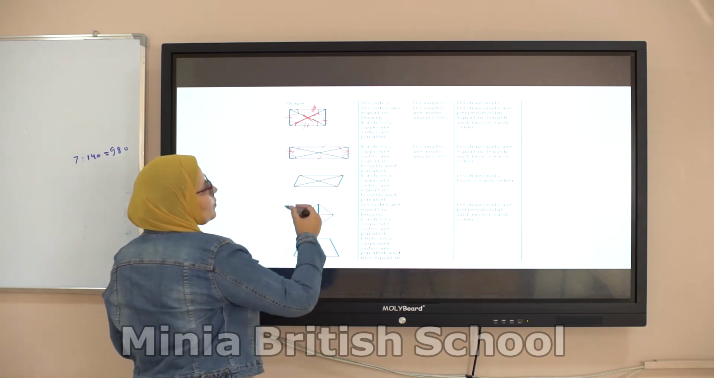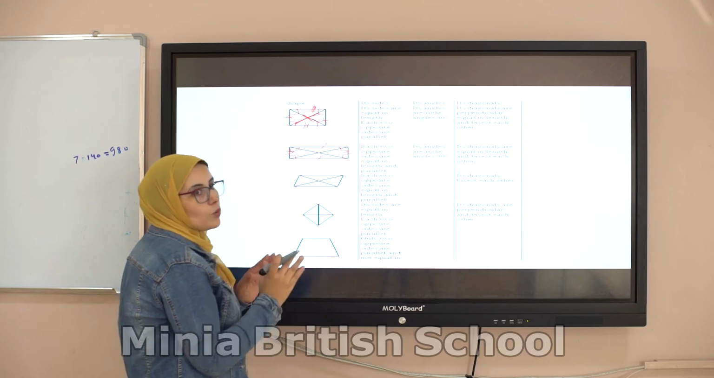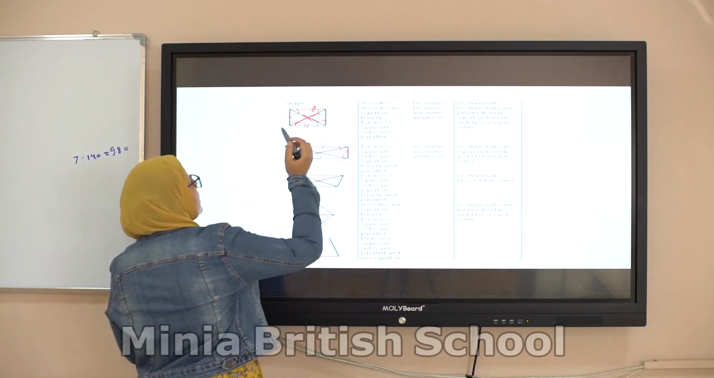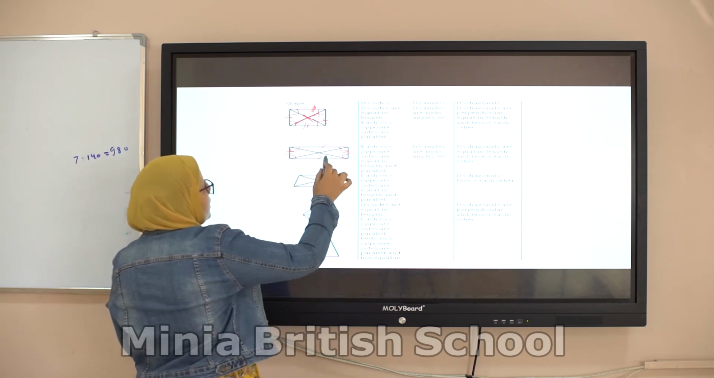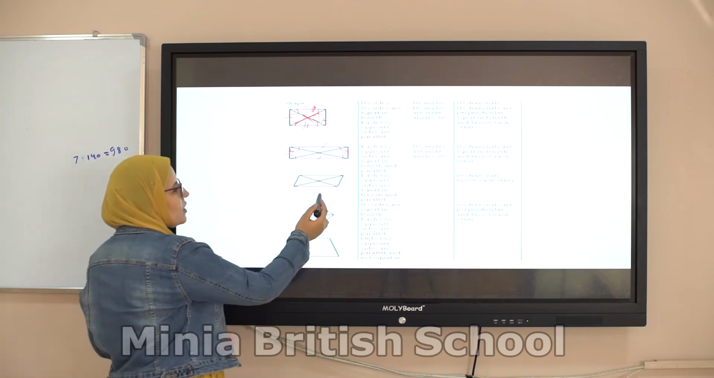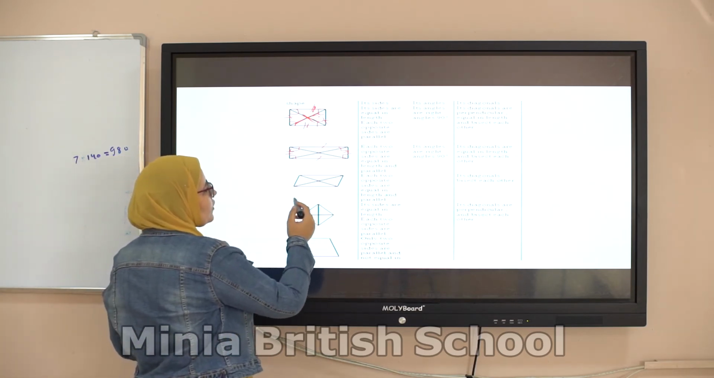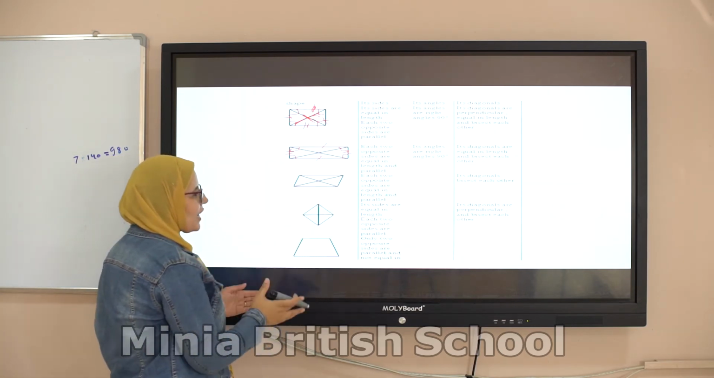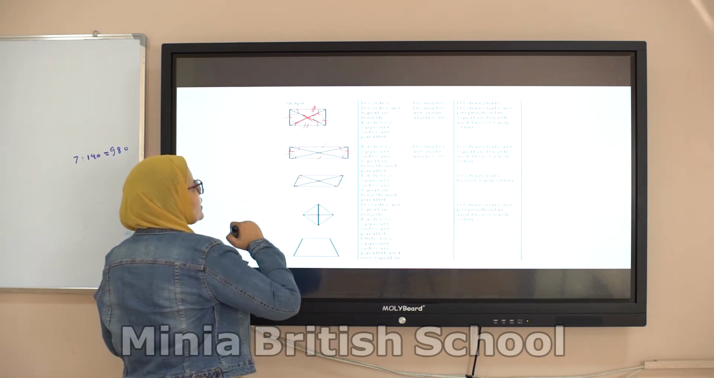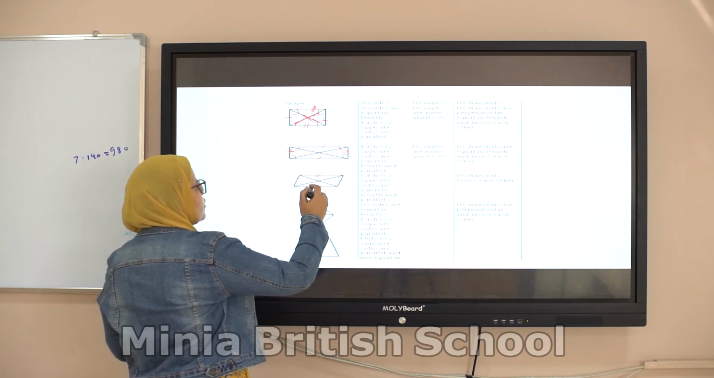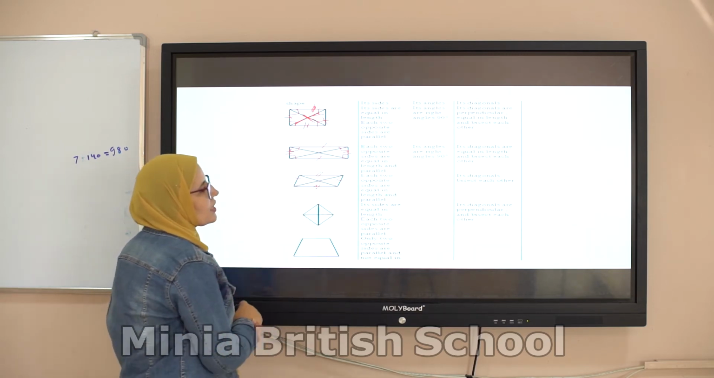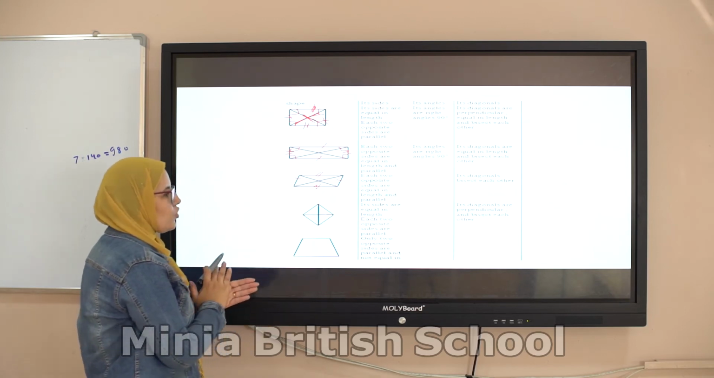The diagonals here bisect each other and are also equal in length. So the diagonals here are equal in length and here equal in length. Here perpendicular, here not. Here they only bisect each other. What about the parallelogram? In a parallelogram, each two opposite sides are parallel and equal in length. So this is parallel with this and equal in length. This is parallel with this and equal in length. What about the diagonals? The diagonals here bisect each other.